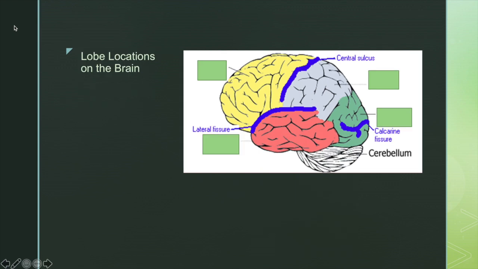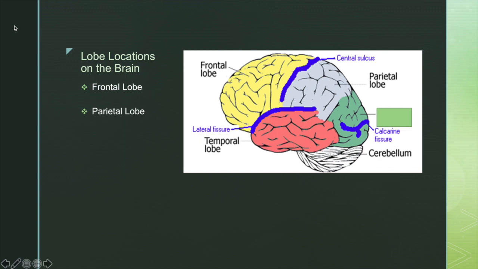Now, you probably already remember these from the previous slide, but here are the locations of the four lobes of the cerebral cortex: the frontal lobe, the parietal lobe, the temporal lobe, and the occipital lobe. You can see the frontal lobe here near the front and top of your head. The temporal lobe is just under that. It's called temporal because it's right behind your temples.